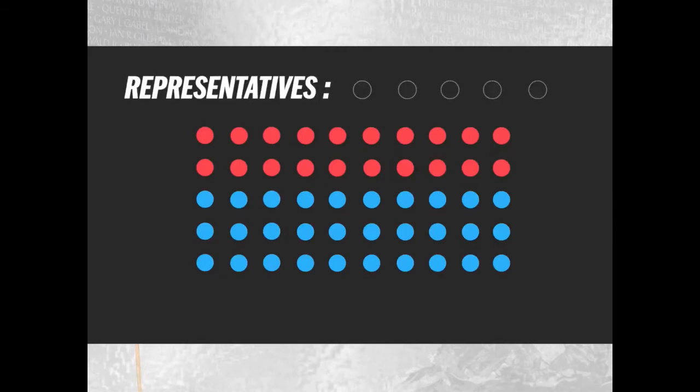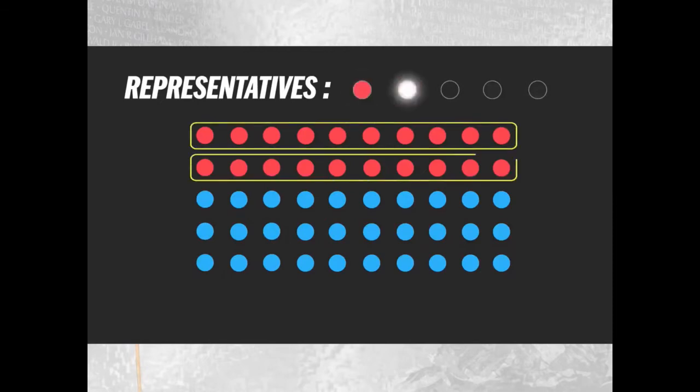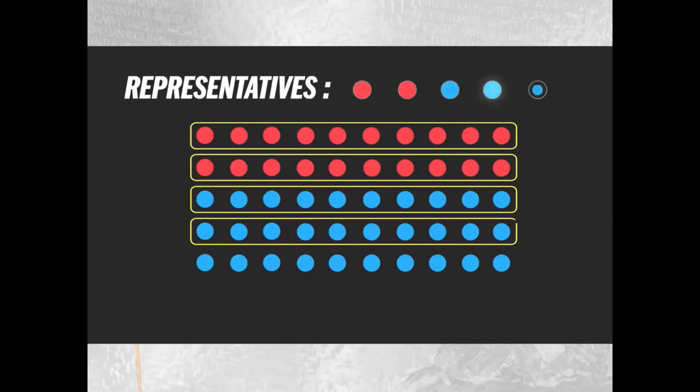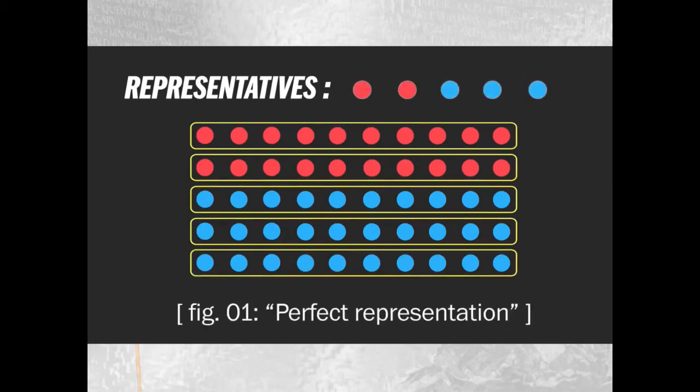Fortunately, because our citizens live in a neatly ordered grid, it's easy to draw 5 lengthy districts, 2 for the reds and 3 for the blues. Voila! Perfectly proportional representation, just as the founders intended.